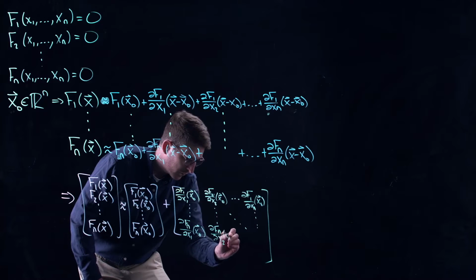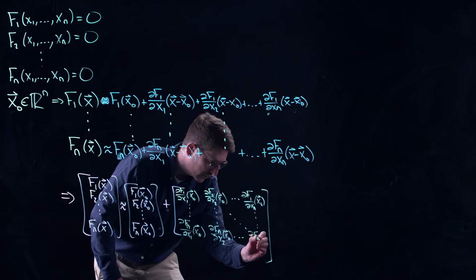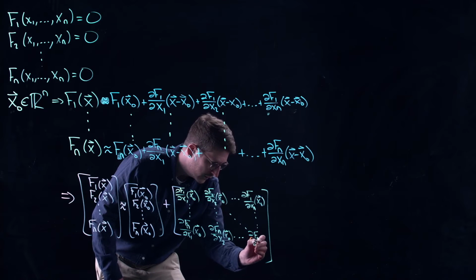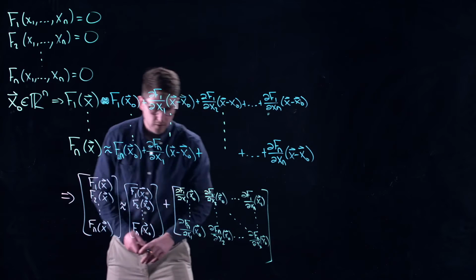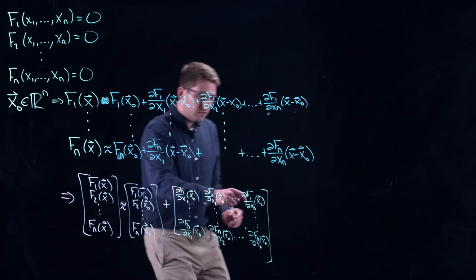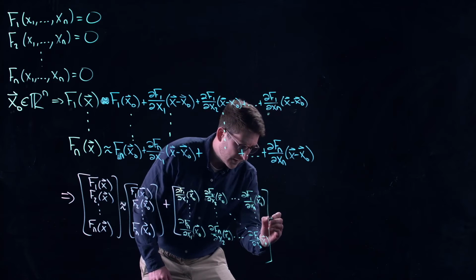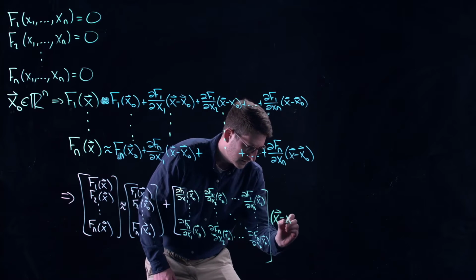It becomes very burdensome to write this, but I don't think it becomes very burdensome to really think about it too hard. Right? It's just an annoying thing to write down more than it is an annoying thing to think about. And this is a vector, and then it's multiplied by x minus x naught.